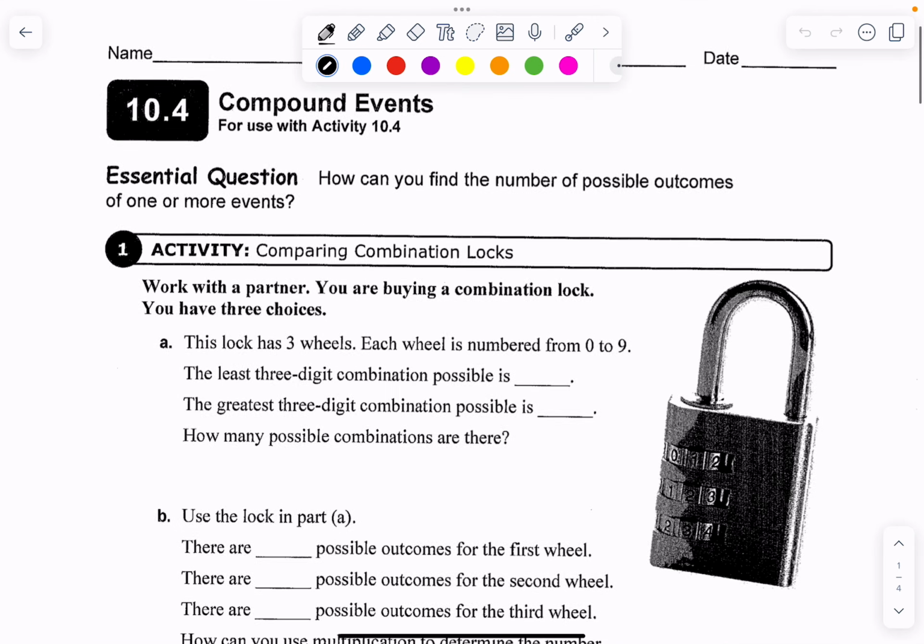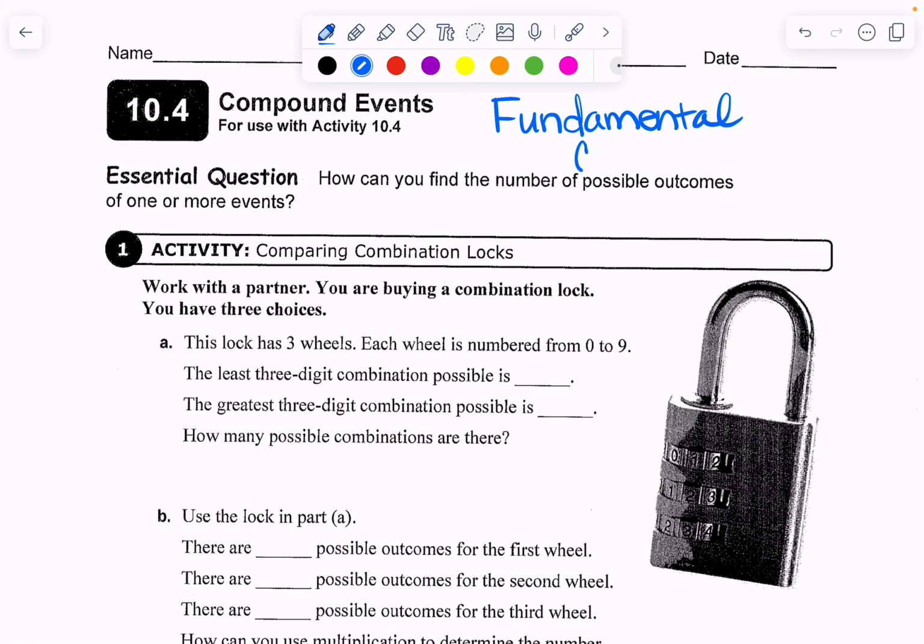Seventh graders. Today we're going to talk about finding the total number of possible outcomes for something, also referred to as the fundamental counting principle. This is just a shortcut to figure out the total possible outcomes of a series of events.